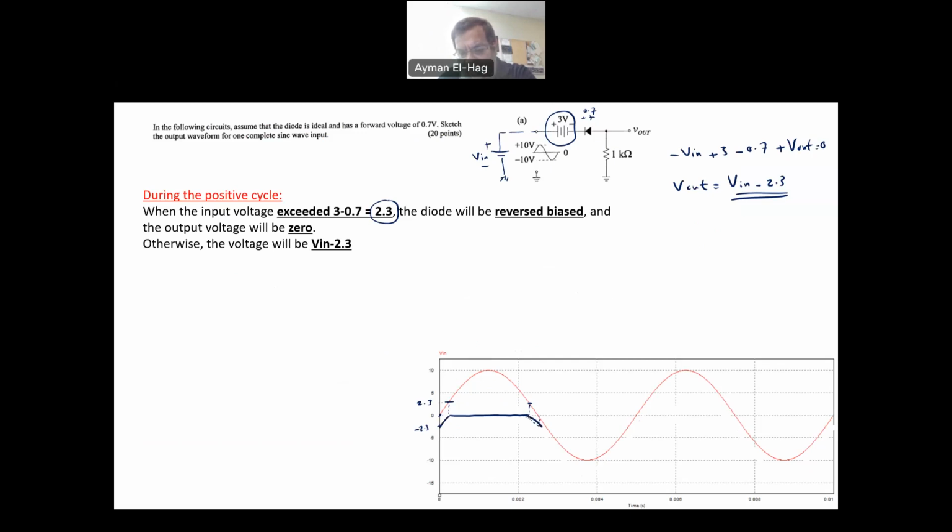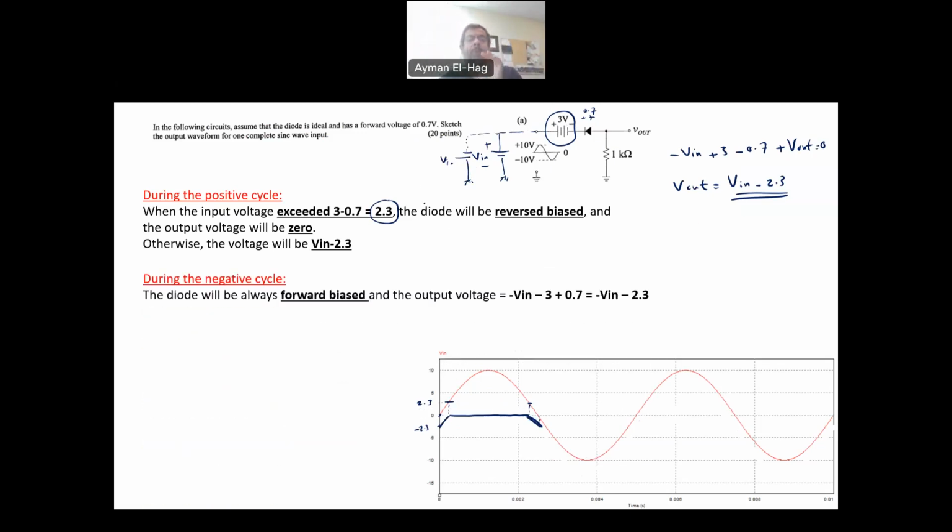Now, what will happen in the negative cycle? In the negative cycle, your input basically will be equal to this. This is your V input. Now, the polarity of your Vn is in the same direction as the 3 volts. Remember, we said that the diode without any input is forward biased. Now I am adding more voltage with the same polarity. So the diode during the negative cycle will always be forward biased.